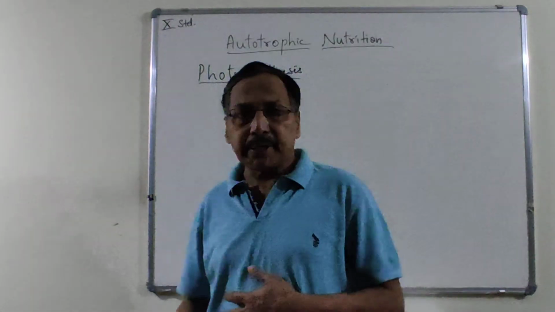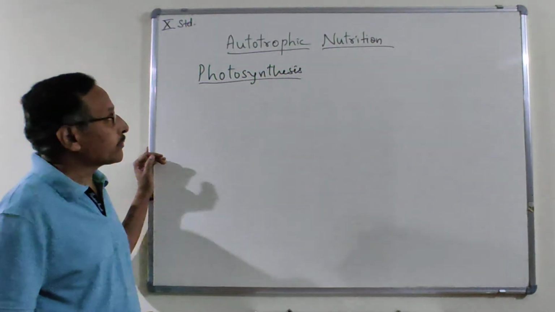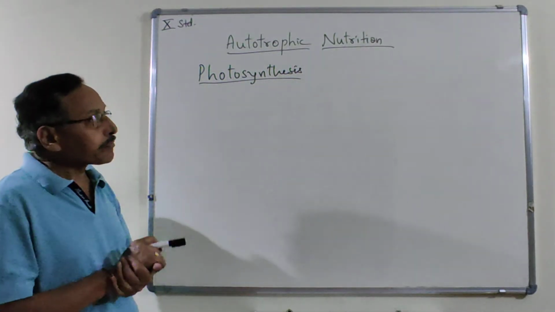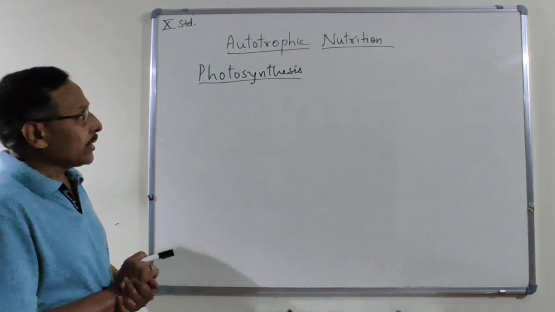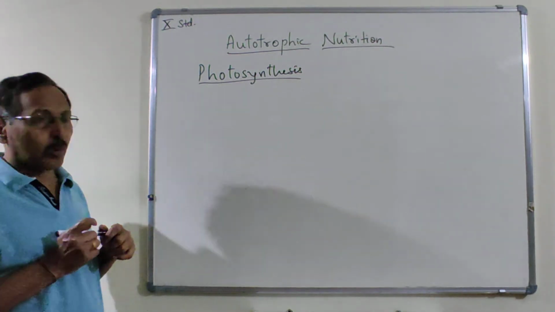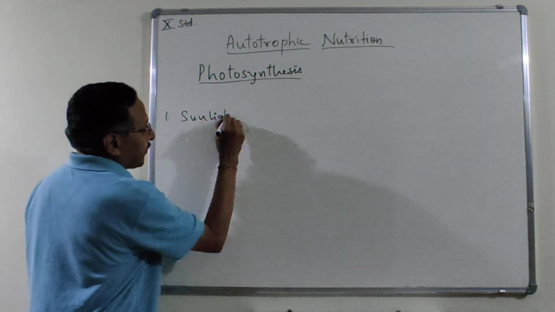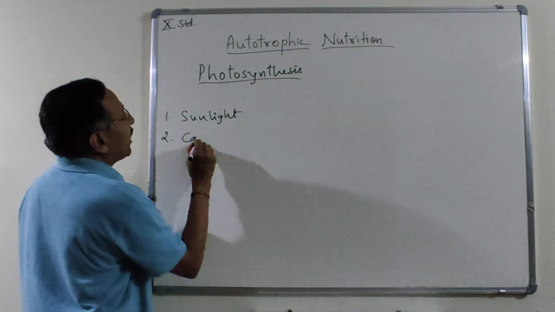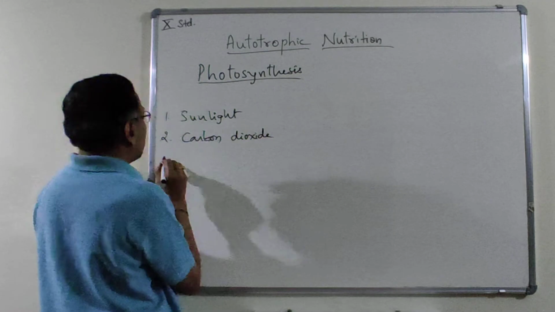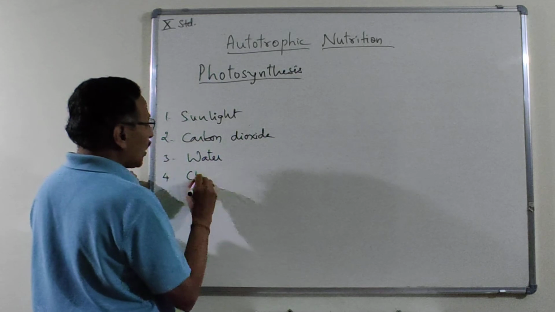Hello children, today we continue with our topic autotrophic nutrition, which refers to photosynthesis that takes place in the plants. I told you last time that there are 4 raw materials required for photosynthesis. What are they? One is sunlight, second is carbon dioxide, third is water, and fourth is chlorophyll.